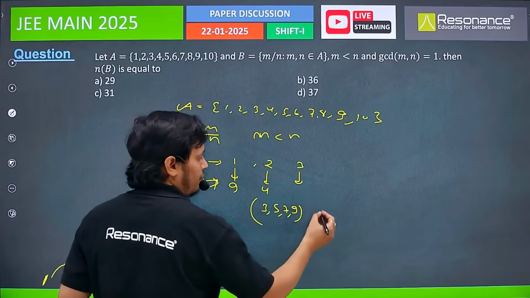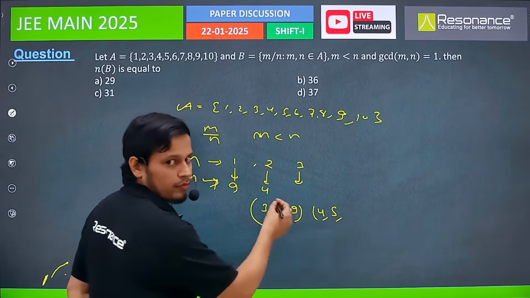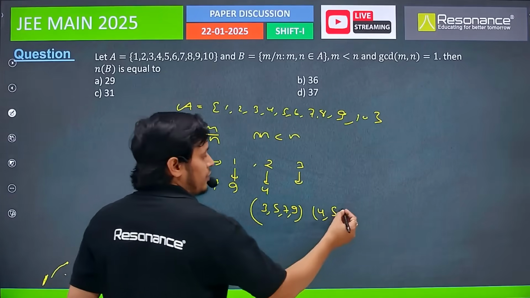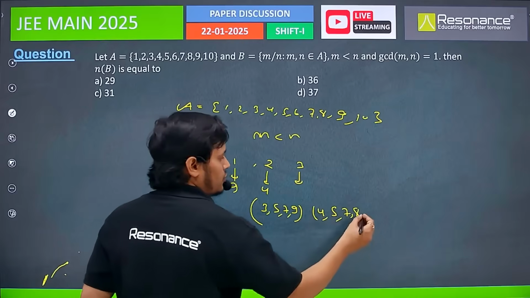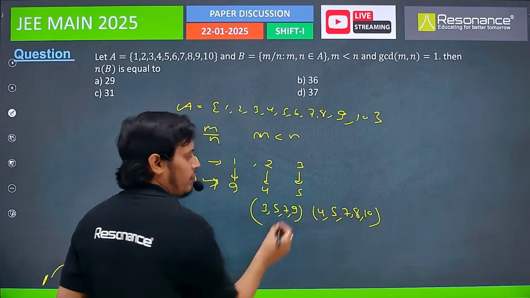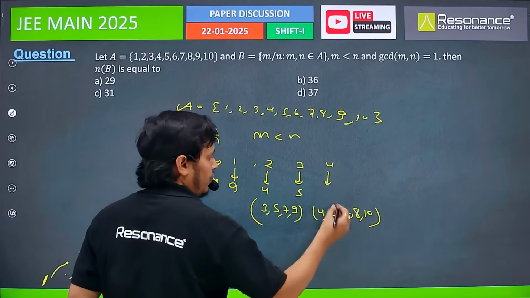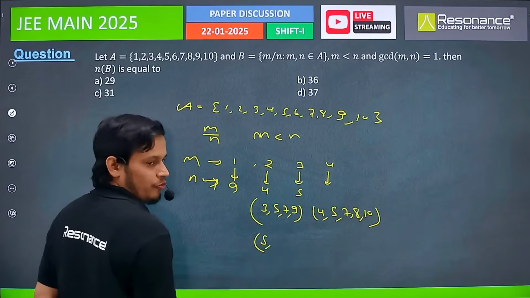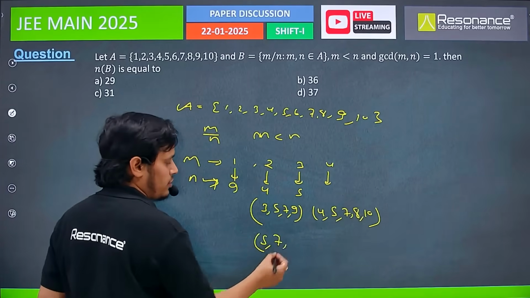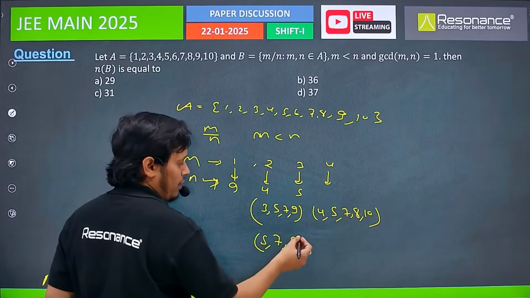If m is 3, now n will be greater than 3, so we start with 4. This can be 4, this can be 5, the GCD will be 1. 6, then the greatest common divisor will be 2. 7 is possible, 8 is also possible, 9 is not possible, 10 is also possible. In total how many cases do we have? 5. Then if m is 4, what are the possible values of n? It can be 5, it can't be 6, it can be 7, it can't be 8, it can be 9, and it can't be 10.